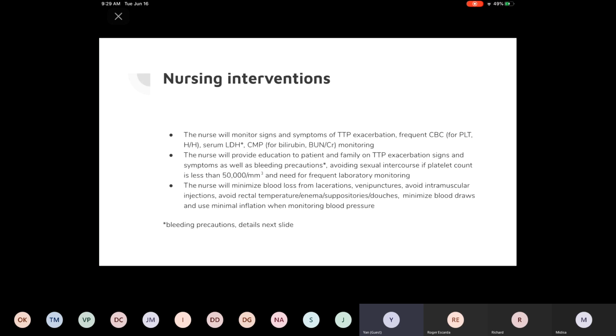The nurse will also minimize blood loss from lacerations, avoid IM injections, avoid taking rectal temperature, putting enema, suppository, minimize blood draws, and use minimal inflation when monitoring blood pressure.